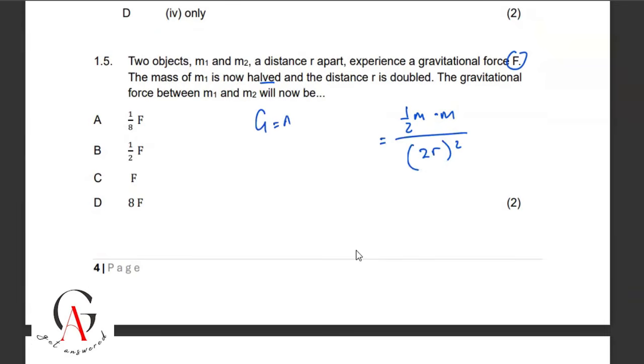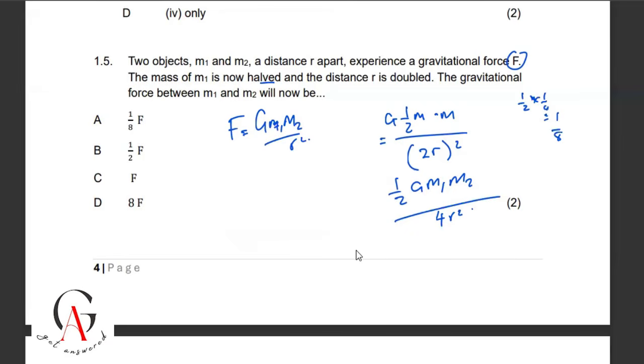So initially, F is going to be G M1 M2 over R squared. So here we're going to have G, a half M, and then that: a half G M1 M2 divided by 4R squared. So if we have a half, and then multiplied by 1 over 4, or divided by 4, which is the same as multiplied by 1 over 4, we're going to get 1/8 of F. So for 1.5, the correct option that I'm seeing is A.